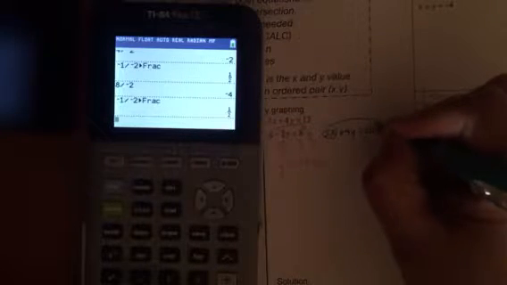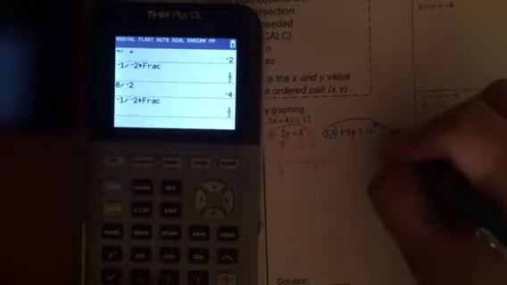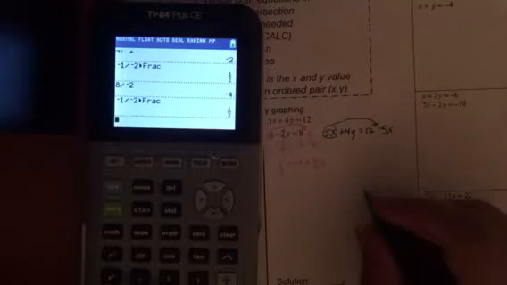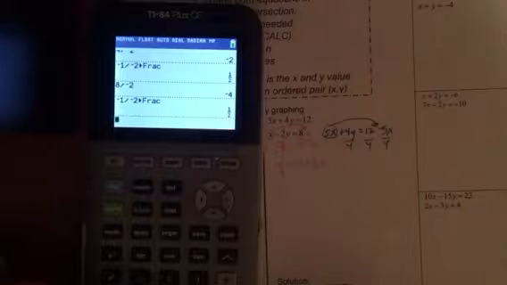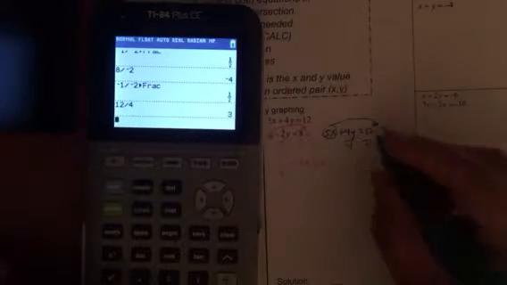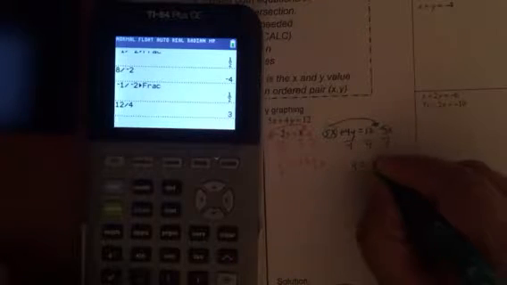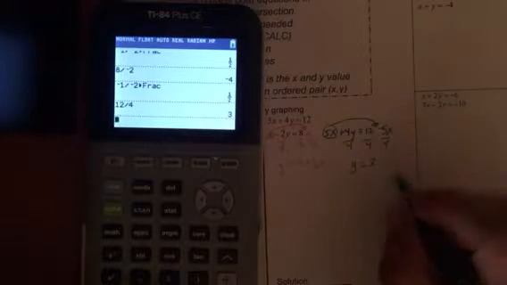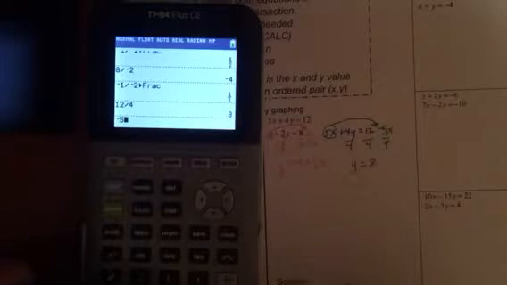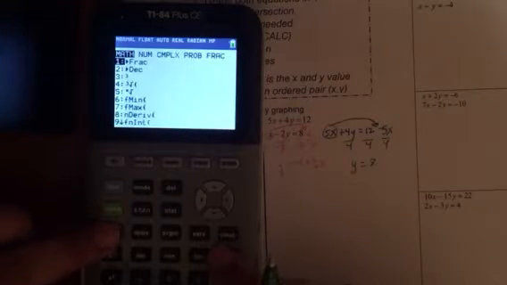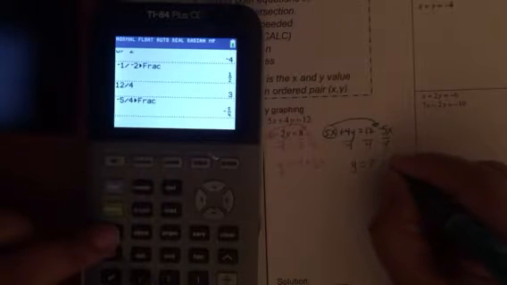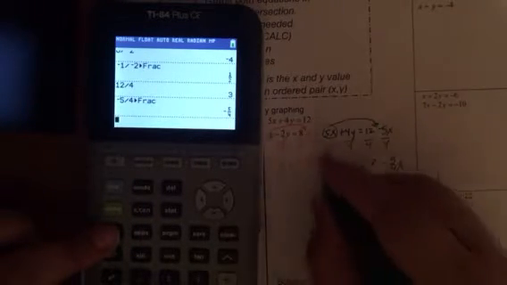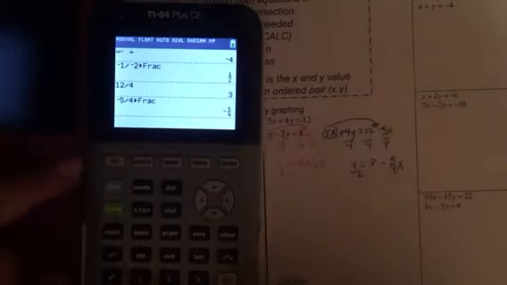Move the x, change its sign. Divide by the number in front of the y. So I'm going to do 12 divided by 4. So y is equal to 3. And then I'm going to do negative 5 divided by 4. I want it as a fraction, so I'm going to press math and enter. So I'm going to put minus 5/4 x. So this will go into y2.